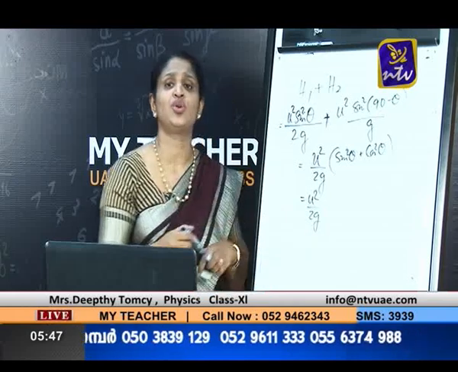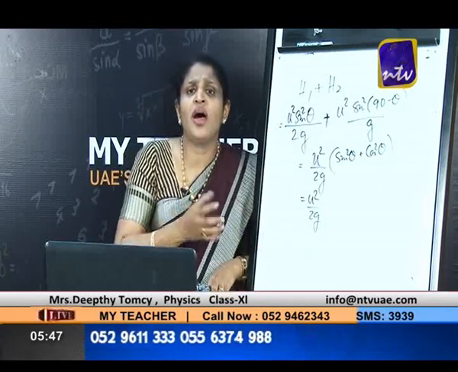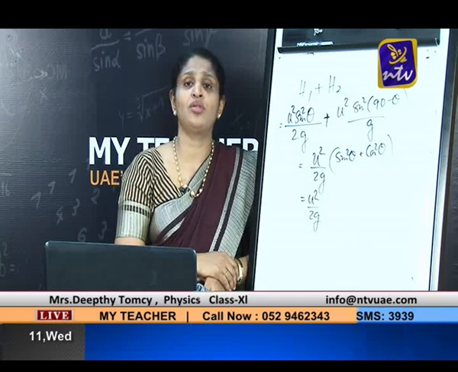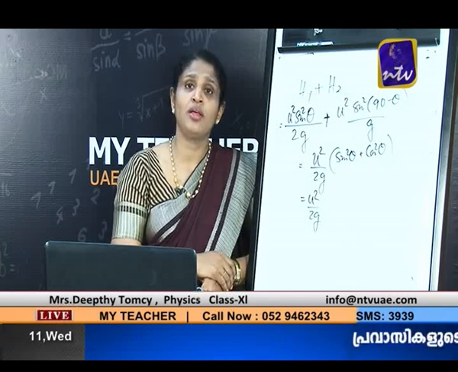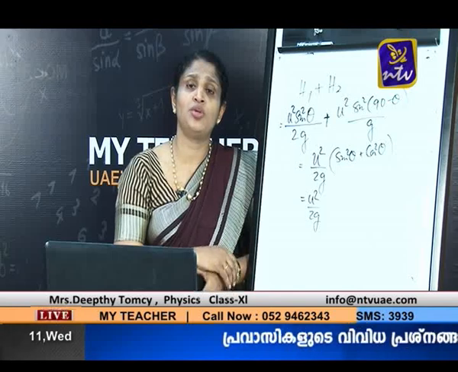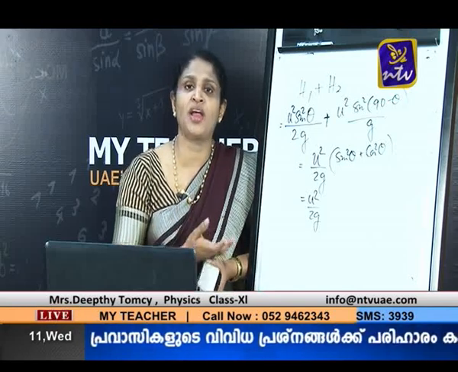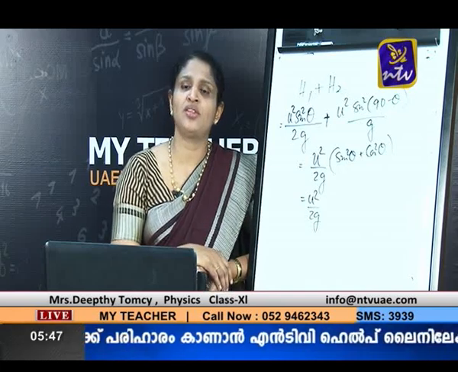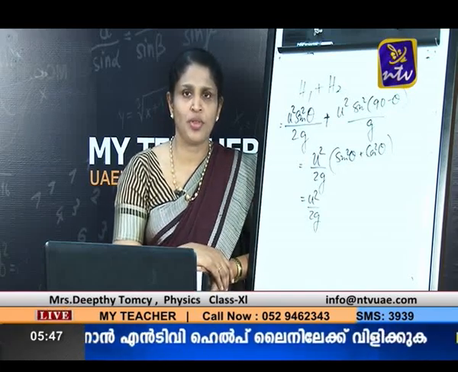This is clearly showing that when you add the heights when it is covering the same range for two different angles of projection, we get the value u square by 2g, which is independent of the angle with which it is projected. It is only depending on the velocity and the acceleration due to gravity.